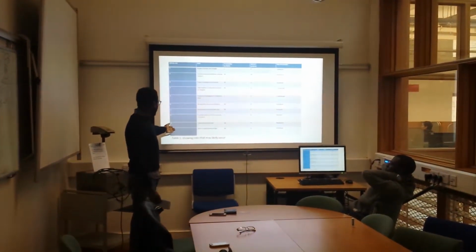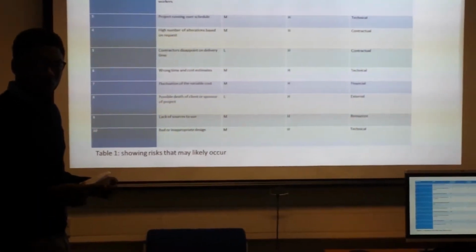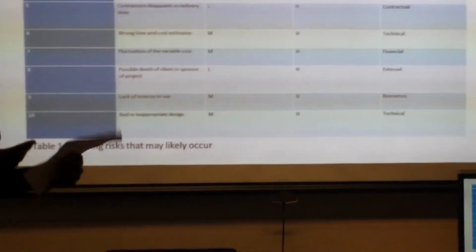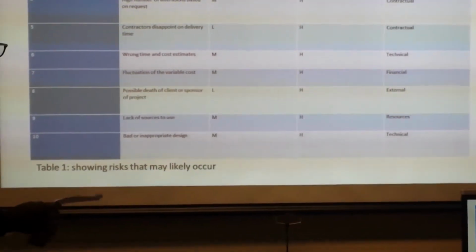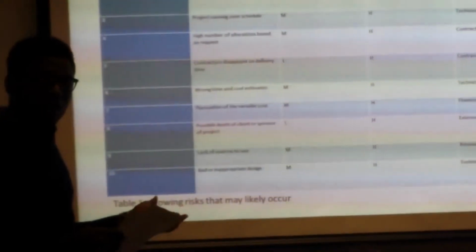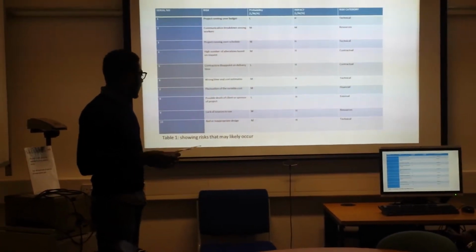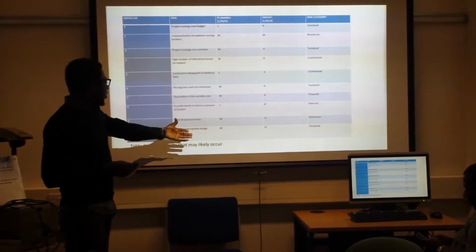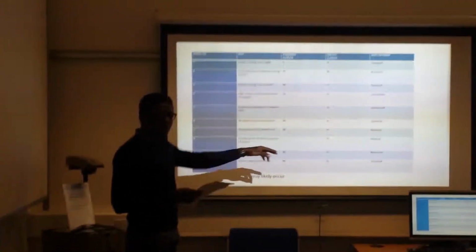From that, I'll move to the next one, number 9, lack of sources to use. Sources or resources to use. If there are no resources, there's no project, because the whole project is made up of resources that will put the project together. 10, bad or inappropriate design. This is, again, another important phase of project management. The design has to be very good and very appropriate for the project to move forward. The possibility is set at medium, but the impact on the project, when it is bad, is very high.